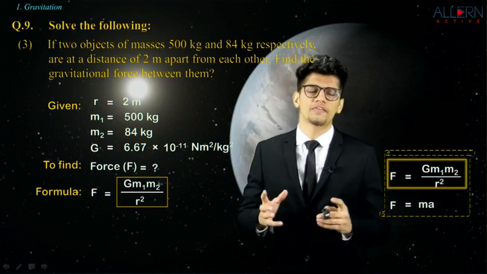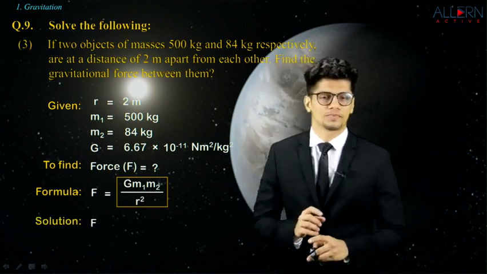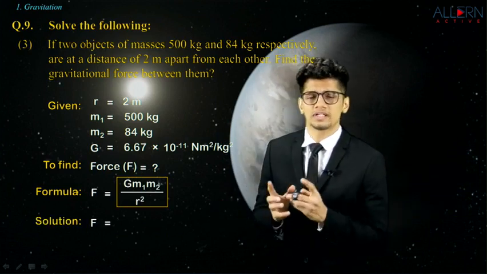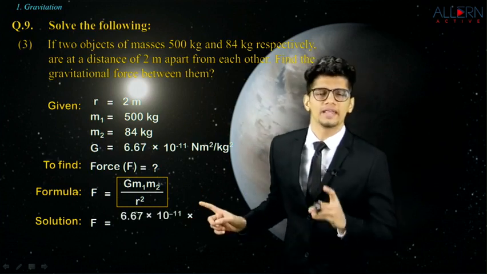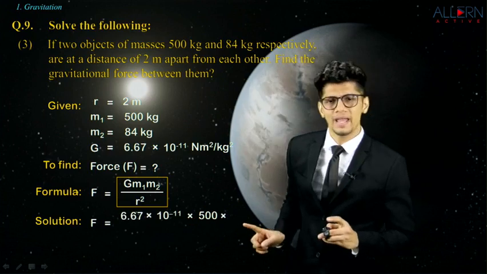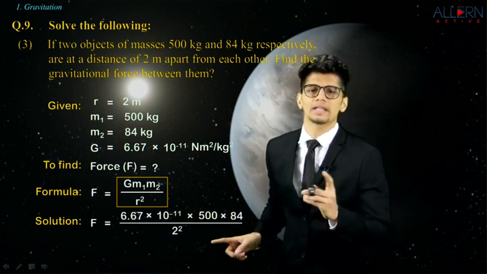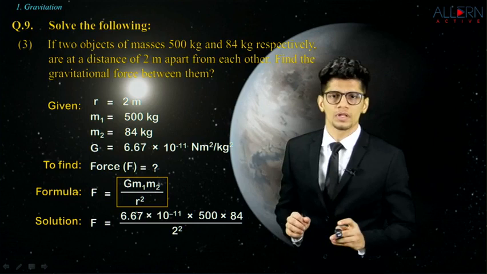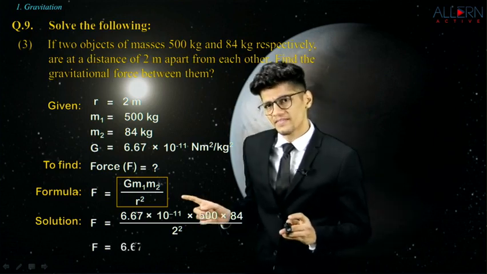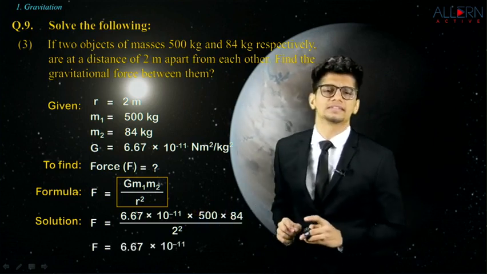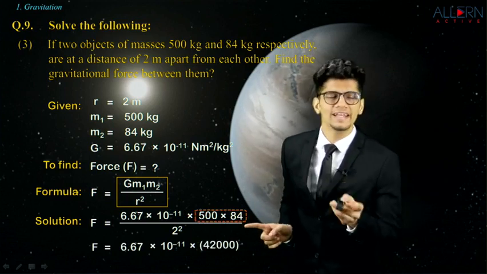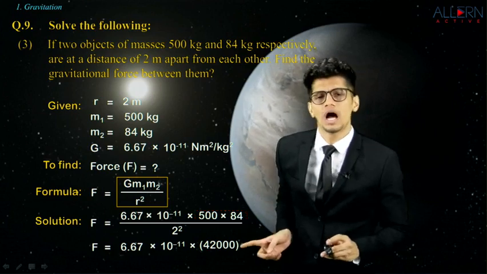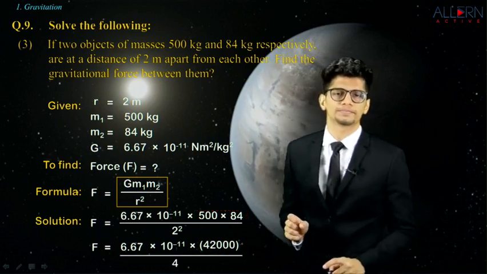Now in the solution, what we have to do is substitute the values. After substituting we get G is 6.67 into 10 raised to minus 11, m1 is 500, m2 is 84 and r square is equal to 2 square. So now we write 6.67 into 10 raised to minus 11 as it is, and we multiply 500 and 84. So 500 into 84 gives us 42,000 upon 4, that is 2 square.